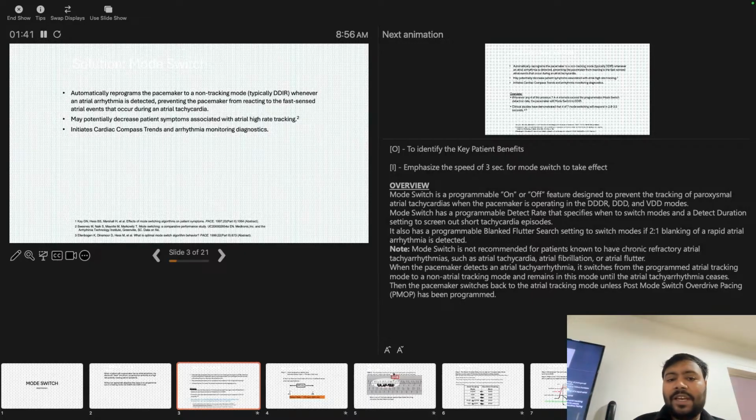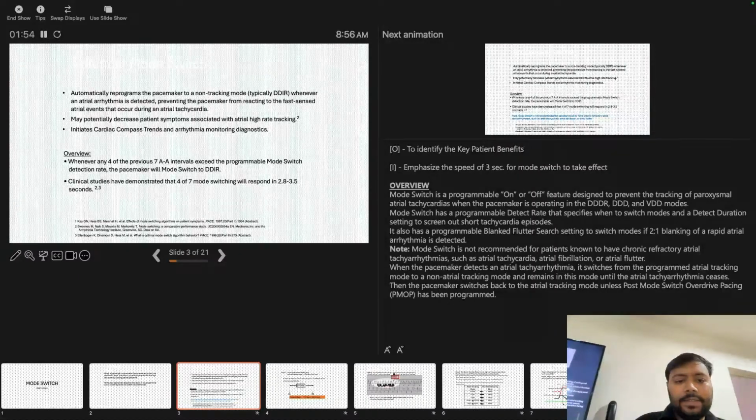The pacemaker will automatically reprogram the mode to non-tracking mode, which is DDIR, to prevent the pacemaker from reacting to the fast sensed beats in the atrium and pacing the ventricle at the maximum tracking rate. In the overview of the Medtronic algorithm, before stepping into mode switch, it will look at the last 7 A to A intervals in the atrial cycle. If the atrial rate exceeds the detection rate, the device will go into non-tracking mode. In future slides we'll see in detail how it works step by step.